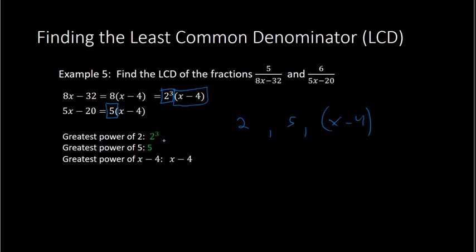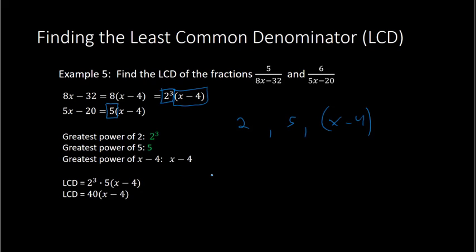So the least common denominator is found by multiplying the 2 to the third times 5 times x minus 4. And 2 to the third is 2 times 2 times 2, which is 8. And 8 times 5 is 40. So my least common denominator is 40 times x minus 4.